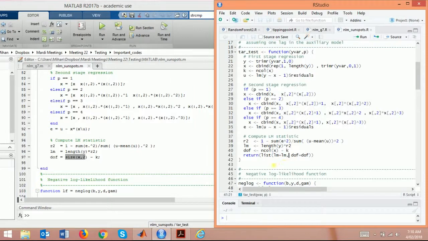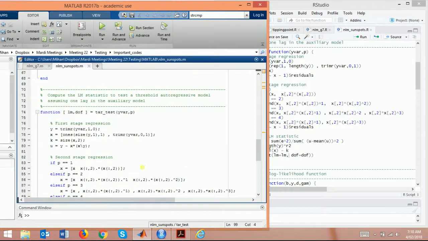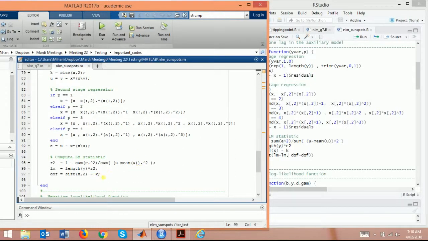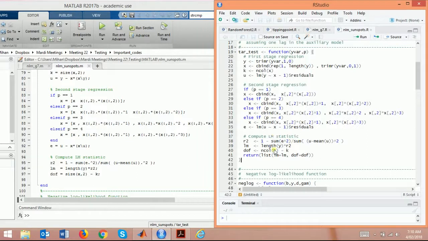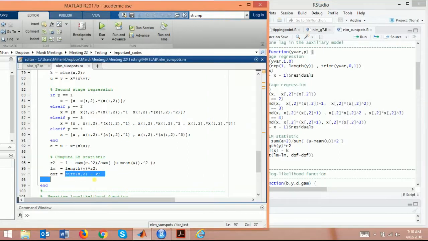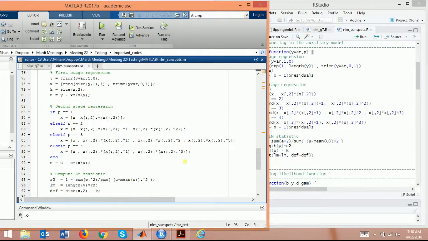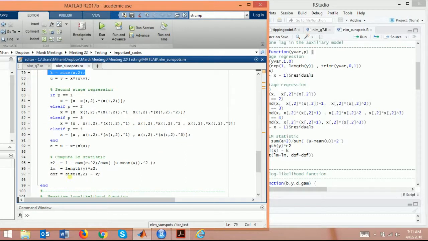the size, the number of columns of X minus K. Degrees of freedom is the number of columns in the second stage regression minus the number of columns of X in the first stage regression. That can be 1. So in the first stage regression, whatever number of columns of X we had, in the second stage regression we have how many columns if we have extra data.